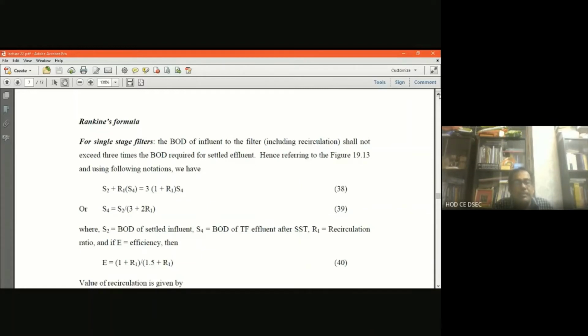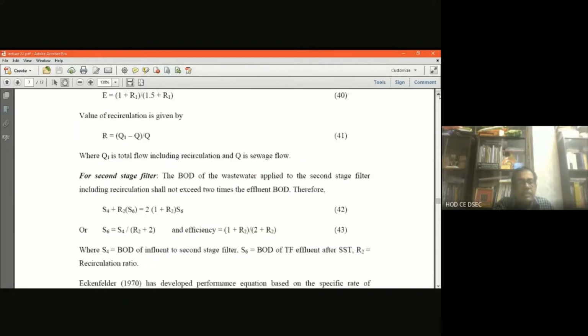What does it mean? S2 means BOD of settled influent, S4 means the BOD of the trickling filter effluent after SST, and S1, R1 is recirculation ratio, E is the efficiency. So we'll discuss the problem, then it will be much more clear.